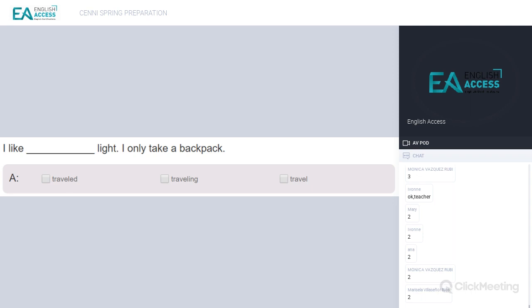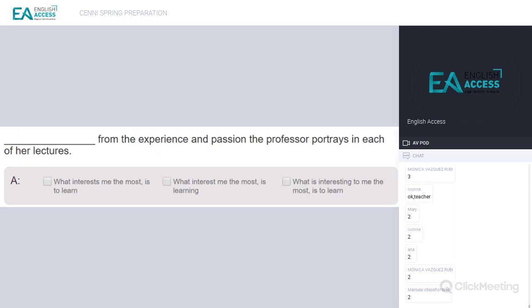All right, this seems very easy for you. Yes, the correct answer is traveling. After like, you need to use ing or to. More common is to see ing than to. So we say traveling. Good. Number 10. This is similar to the topic we were talking about previously.